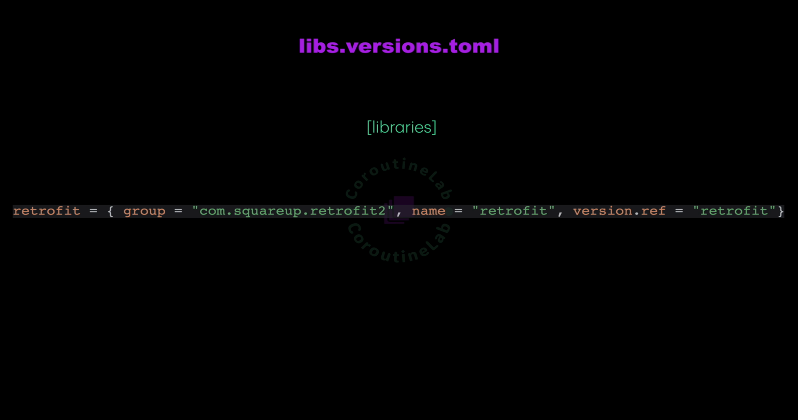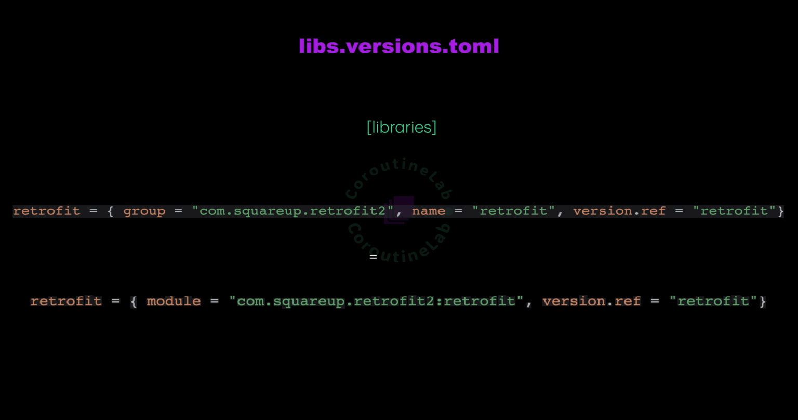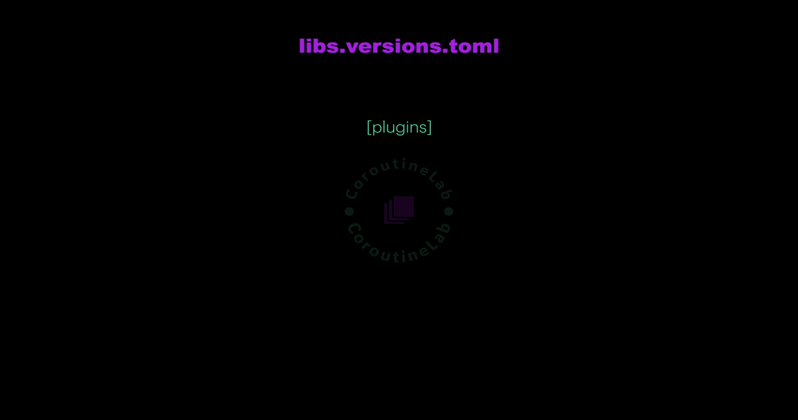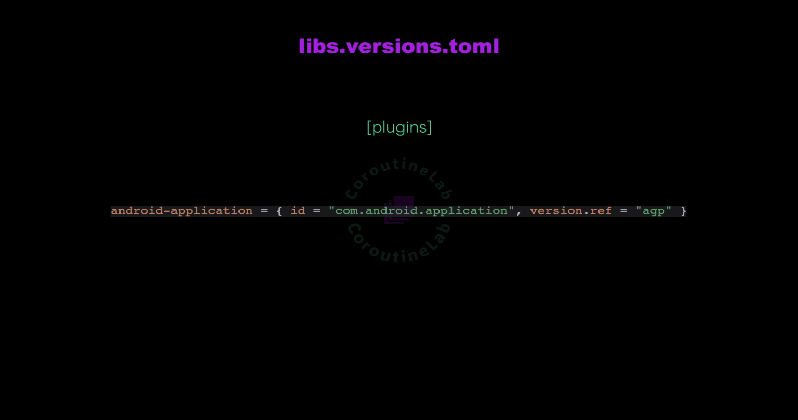Then, you add the remaining part under the library section. Sometimes you'll see the keyword module, which combines the group ID and artifact ID. Finally, let's discuss plugins. Plugins work similarly to dependencies, but serve a different purpose. A plugin adds functionality to the build system like Gradle and helps automate tasks such as compiling code, packaging apps, or managing versions, whereas a dependency is a library or external code your app relies on to perform specific tasks.